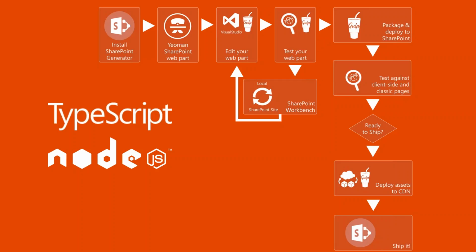Gulp also does your packaging, so it actually creates your app package that you're going to upload into your app catalog. I'll show you how that works, and then you can start actually deploying that against your client side and your classic pages. When it's ready to ship, you need to deploy the assets out to a CDN. So the app catalog piece is just the app itself, all the supporting JavaScript files, CSS, everything else that you need. You need to deploy those separately from the app. And the recommended approach is to use a content delivery network to do that. And I'll also mention some interesting announcements around CDNs and Office 365 that came out last week. And you're ready to ship it.